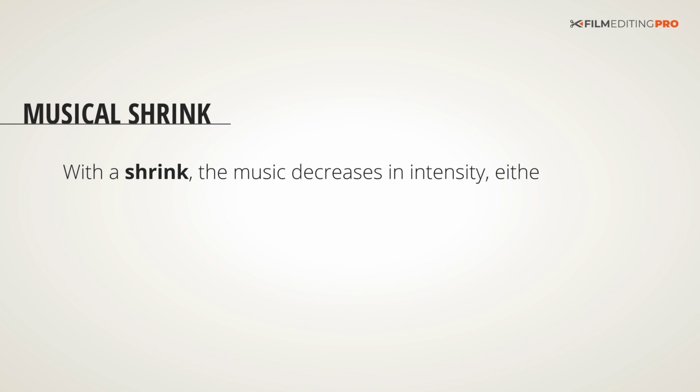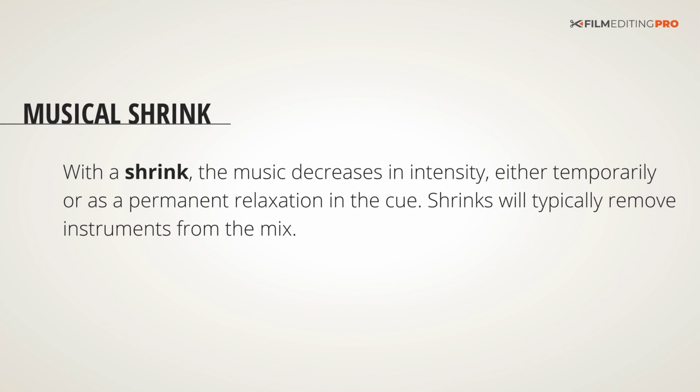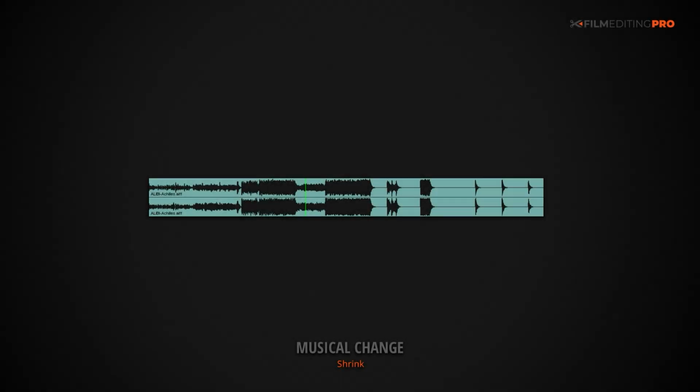With a shrink, the music decreases in intensity, either temporarily or as a permanent relaxation in the cue. Shrinks will typically remove instruments from the mix. Of course, when you're custom editing your music, you can also create simulated music shrinks at the right moments by cutting to a sparser alternate mix and removing some of the instrumentation.